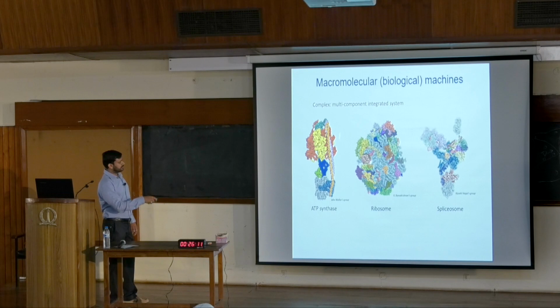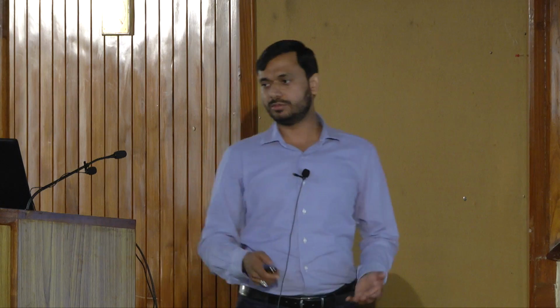The ribosome here, again, is made up of multiple proteins. It is essentially two subunits, which is not clearly shown here, the small subunit and the large subunit, having multiple proteins in them, and three RNA molecules. And spliceosomes are again a large molecular machinery which helps to remove the introns from the mRNA.